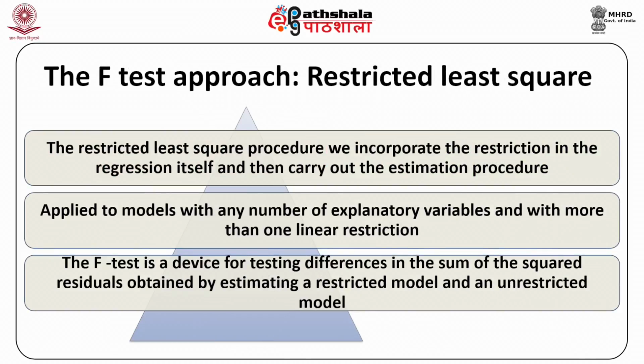The F-test approach, restricted least square. Under the restricted least square procedure, we incorporate the restriction in the regression itself and then carry out the estimation procedure. This can be applied to models with any number of explanatory variables and with more than one linear restriction. The F-test is a device for testing differences in the sum of the squared residuals obtained by estimating a restricted model and an unrestricted model.